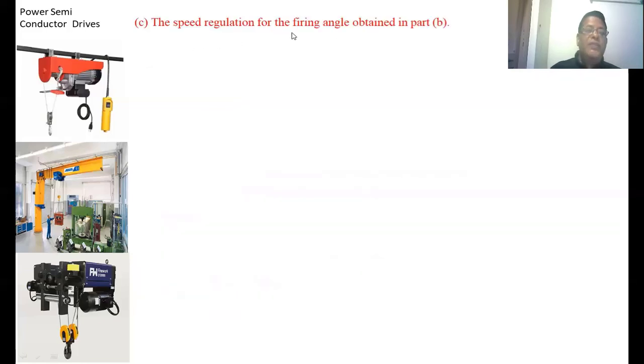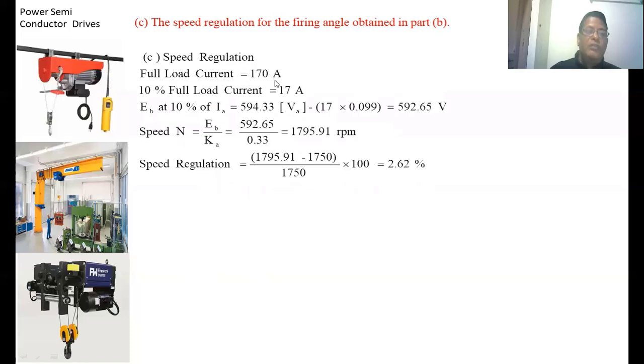Next, speed regulation for the firing angle obtained in part B. Just now we have calculated the part B section where we calculated what is the input power factor of a converter. The speed regulation. Full load current is 170 amperes. That is given in the problem. 10% of the full load current, that is no load current. That is 17 amperes. EB at 10% of the IA, we are getting the VA minus, this is the rated voltage, minus IA naught 0.099. We are getting the 592.65 volts.